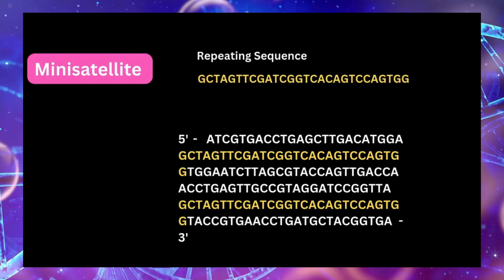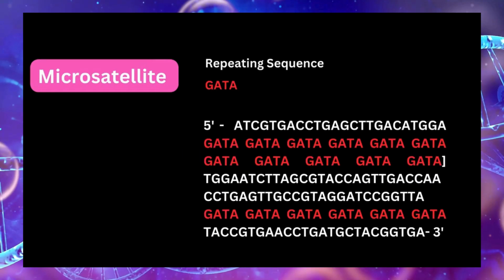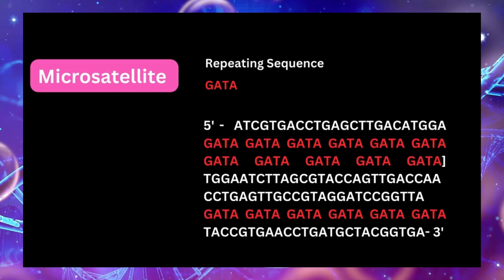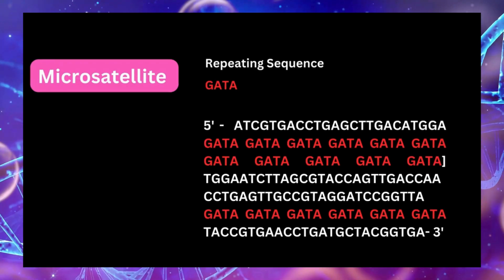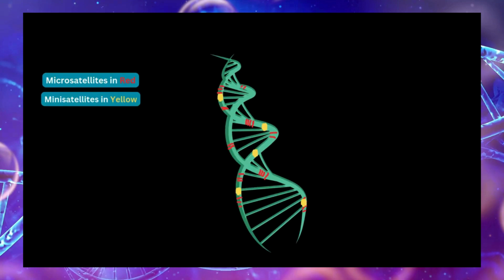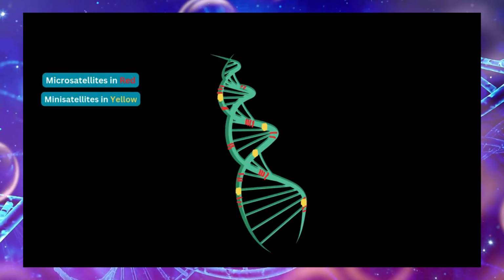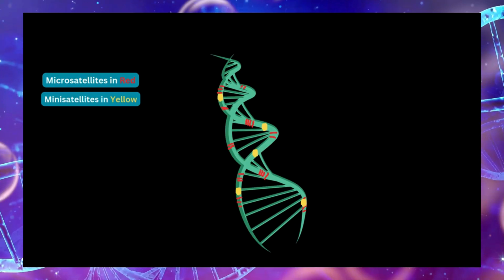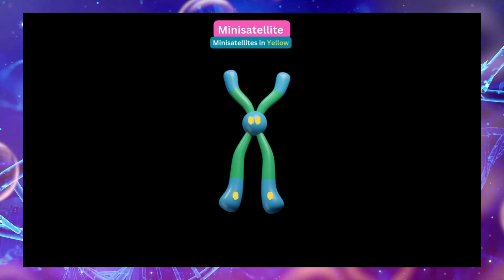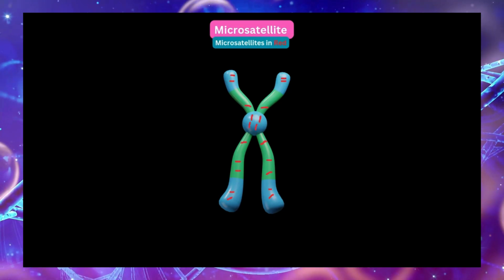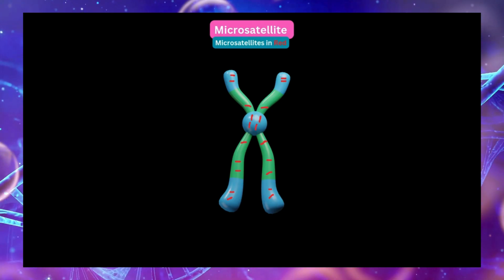Minisatellites are composed of repetitive DNA sequences that are 10 to 60 base pairs long, while microsatellites consist of short DNA repetitive sequences ranging from 1 to 6 base pairs, sometimes up to 10. Minisatellites typically repeat 5 to 50 times within the genome, while microsatellites repeat more frequently, often 5 to 100 times. Minisatellites are primarily found in telomeres and centromeres, while microsatellites are mostly located in non-coding regions of the genome but can sometimes be found in coding regions.